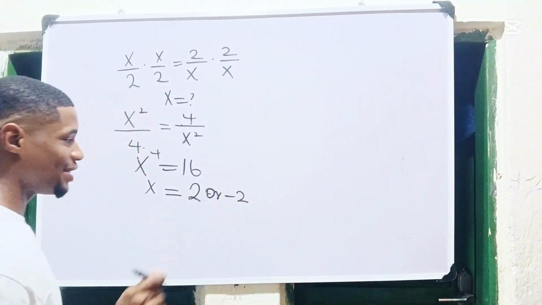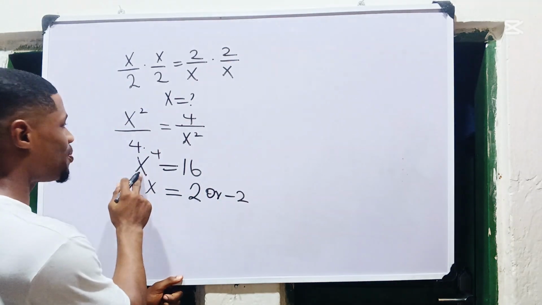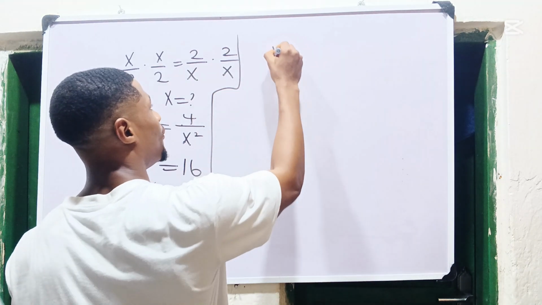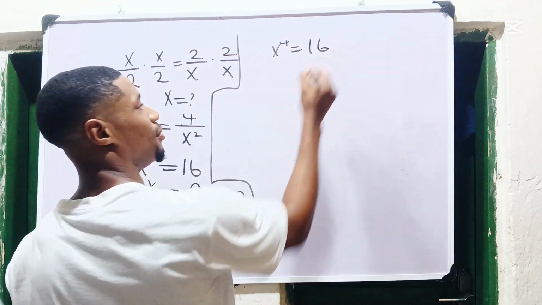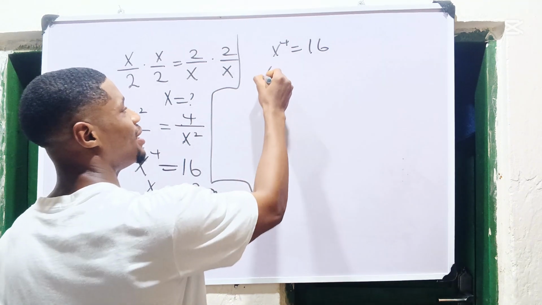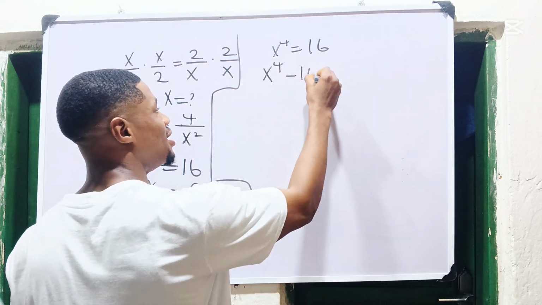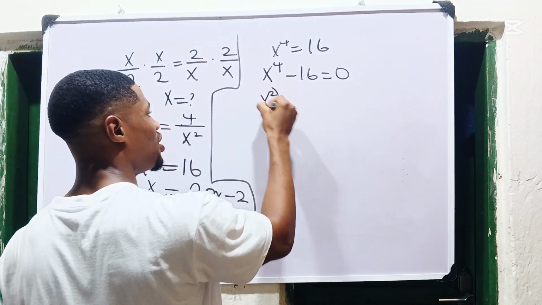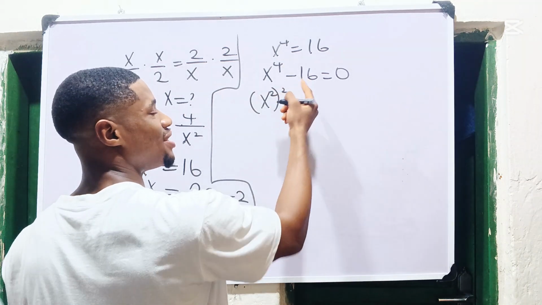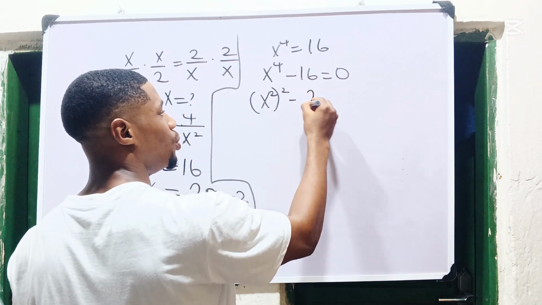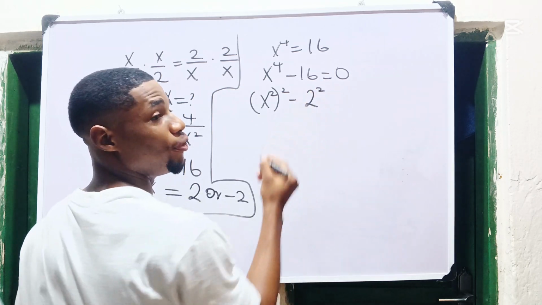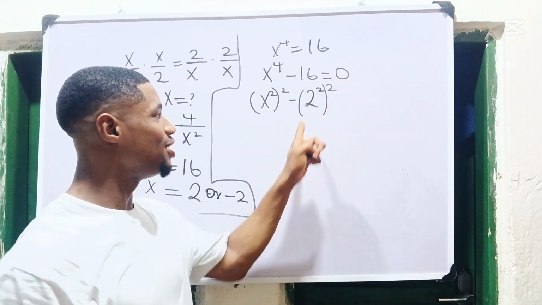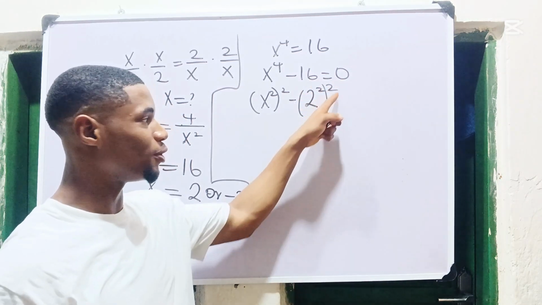Alright? So knowing that now, let's bring out x raised to the power of 4 is equal to 16. From here, we can say that x raised to the power of 4 minus 16 is equal to 0. From here, we can now say that x squared, raised to the power of 2, minus 16 is what? 2, raised to the power of 2, which is 4, all squared. So this is 16. 2 squared is 4, 4 squared is 16.